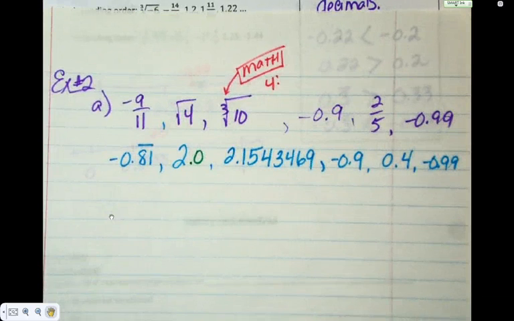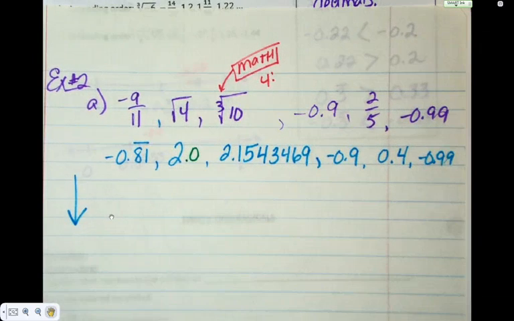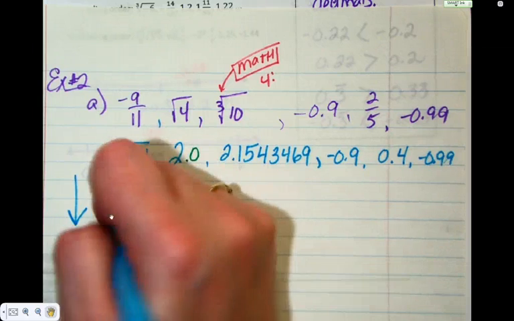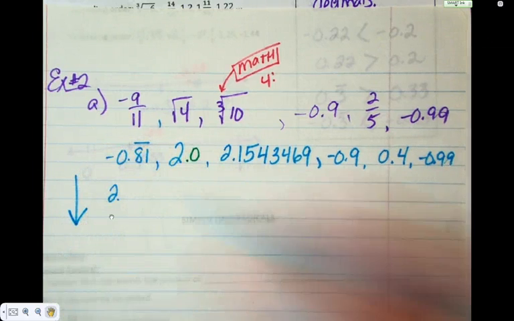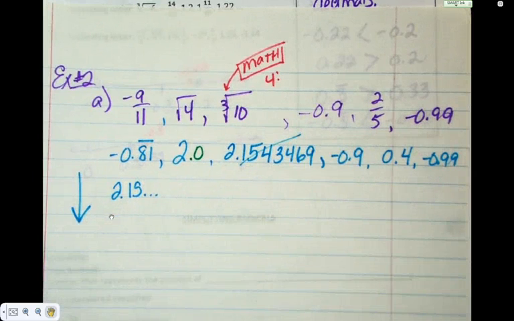What did the question ask for? Descending. Okay, so I'm going to put the arrow as a representation. What's the biggest decimal that's here? Point. Okay, so we've used that one. What's the next one?